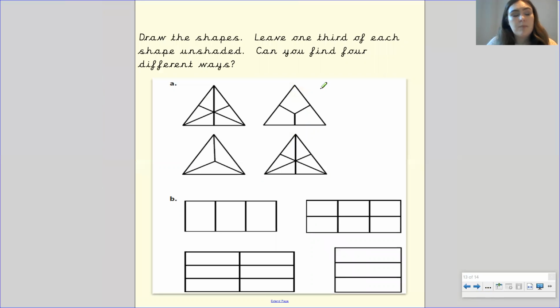Okay, activity number 3. You need to draw the shapes and leave 1/3 of each shape unshaded. Can you find 4 different ways? So you've got to do that for A and then for B. So pause the video here if you are completing activity number 3.